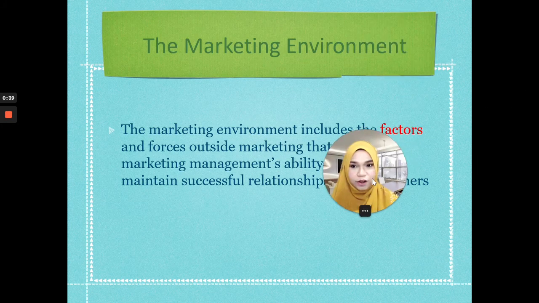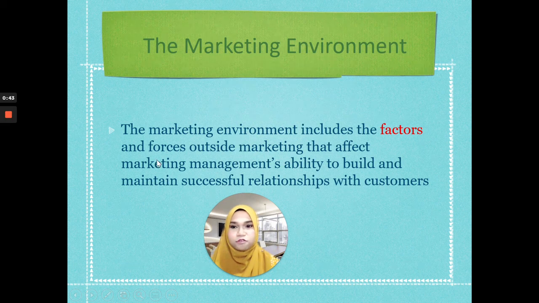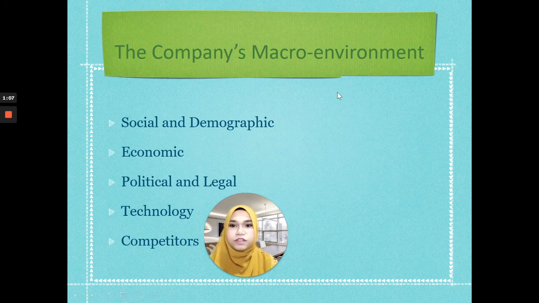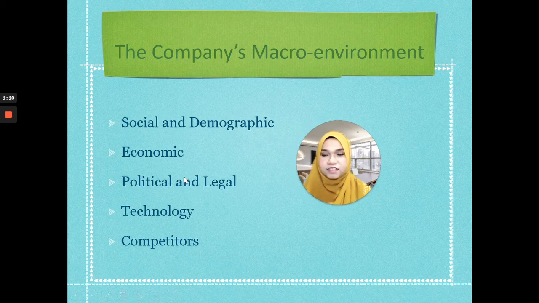Now, the marketing environment is actually the factors and forces outside marketing that affect marketing management's ability to build and maintain a successful relationship with the customers. Basically, there are 5 of them, and these factors affect every aspect of your 4 P's. The factors are the social and demographic, economic, political and legal, technology, and also the competitors. Bear in mind that all these are the macro environment, also known as the external marketing environment.